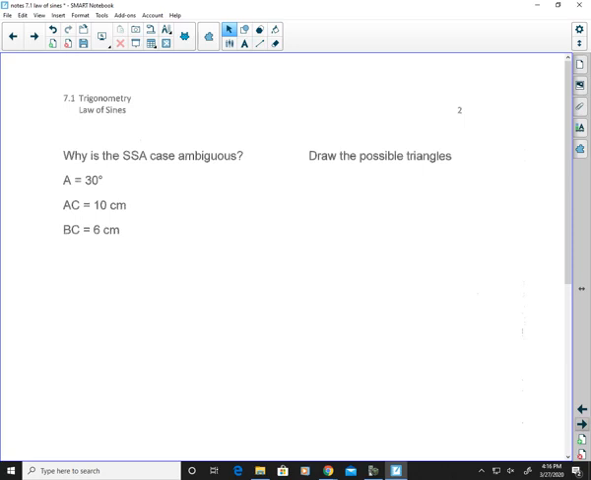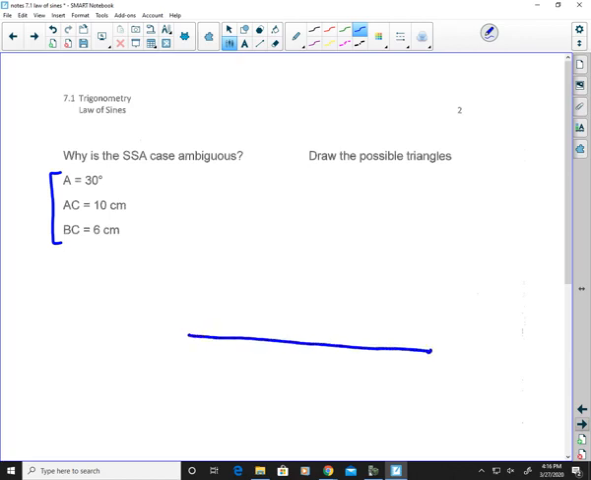What makes it the ambiguous case? So if I think about this triangle that's being described here, it has points A, B, C, and they said that side AC is 10 centimeters long. So if you were here in class, I would have you take out a ruler and a compass, and you could mark something 10 centimeters long.